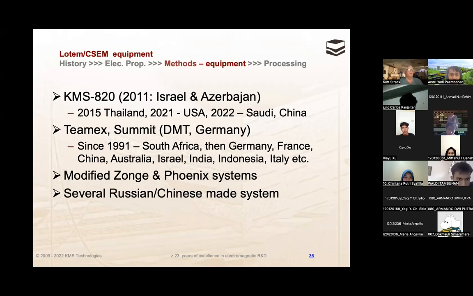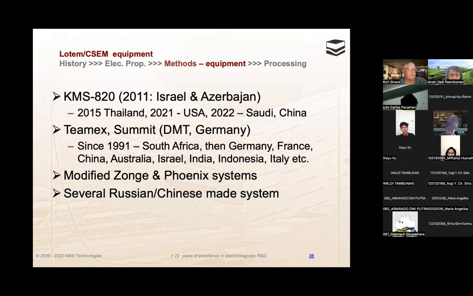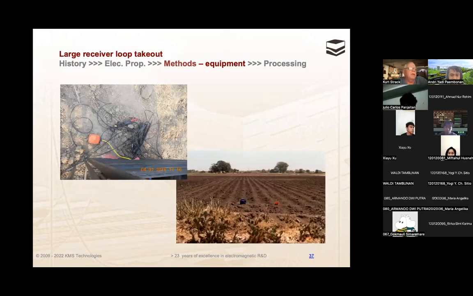Of course, other manufacturers claim that they can do it too, Zonge and Phoenix, but the results clearly have issues with amplifiers. There are some Russian and Chinese-made systems, and of course, the Russians and the Chinese say they work very well. Here are some pictures from Thailand where the receiver loop is laid out. And apparently this must be a receiver. And here are the connections for the cables. You can see geophones and electrodes.